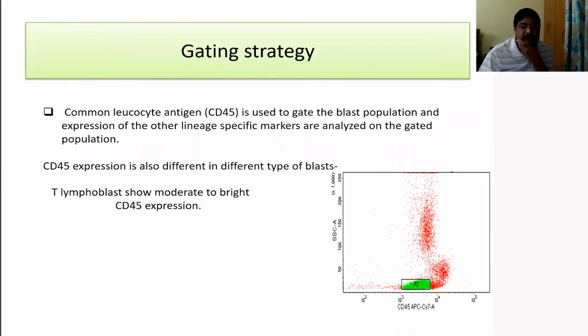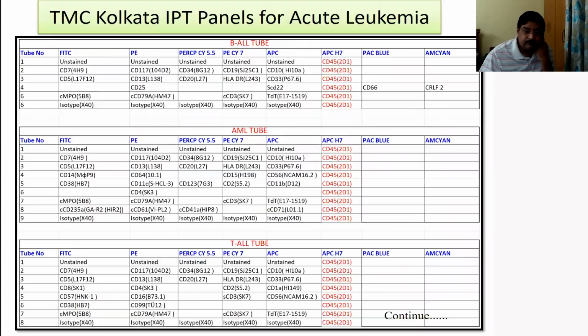As I mentioned, T lymphoblasts will show moderate to bright CD45 expression. T lymphocytes are usually brighter CD45. B lymphoblasts are dimmer CD45. Next. Yes, this is the table that we follow. This is the panel that we follow for B-ALL, AML, and T-ALL diagnosis and MRD analysis.